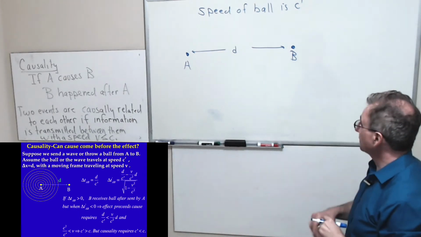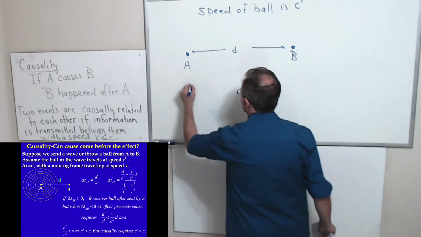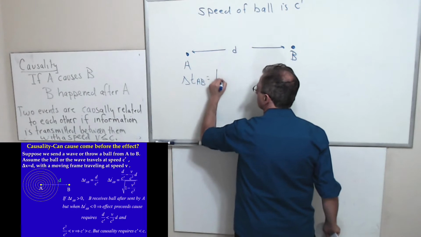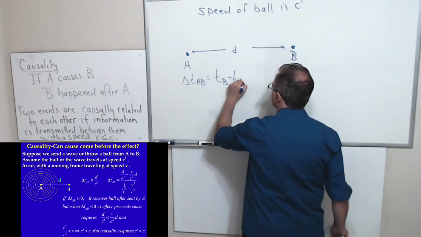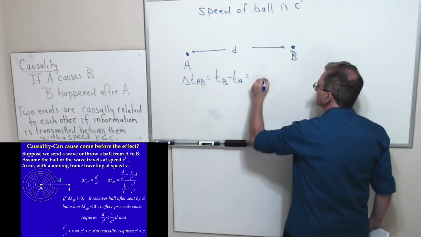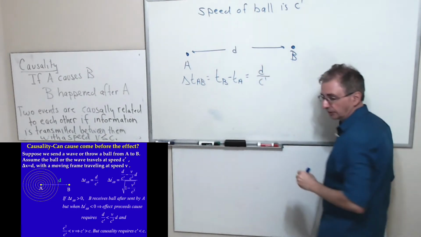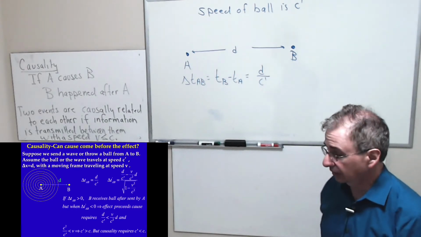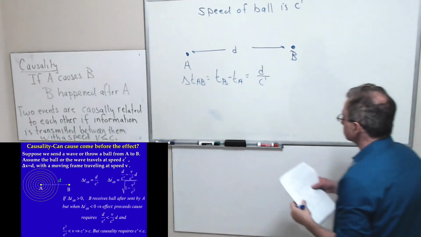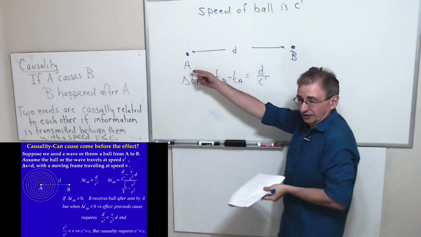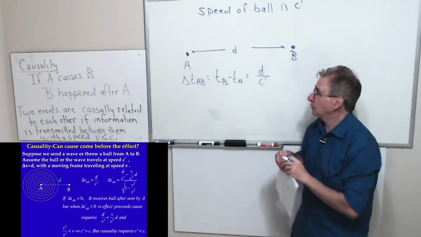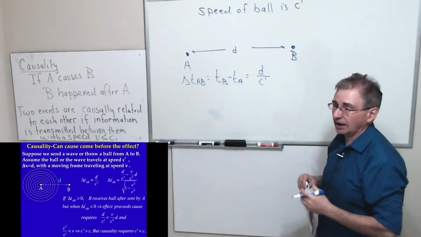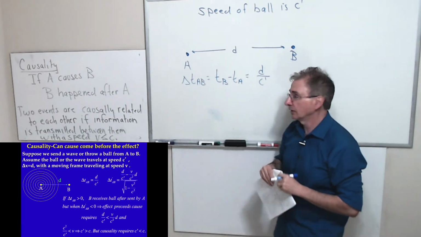So the time it takes for the ball to go from A to B, which is T sub B minus T sub A, is the distance over the speed, D over C prime. So that's the amount of time it takes for this to occur. And the ball doesn't get to B unless person A throws it. Or if someone's sending a wave, it could be any kind of wave. It could be a mechanical wave.